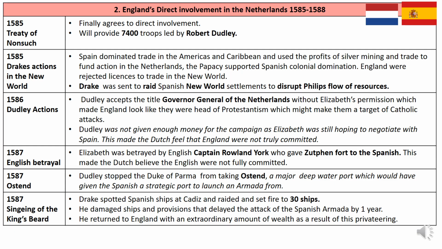Because we cannot do it the legal way, Drake is sent to do it the illegal way, where they are raiding any Spanish ships, and this is to disrupt Philip's flow of resources. This should damage Philip's ability to pay those Spanish soldiers in the Netherlands, and it should slow them down and give England a chance. Further, we have Dudley's actions in the Netherlands.